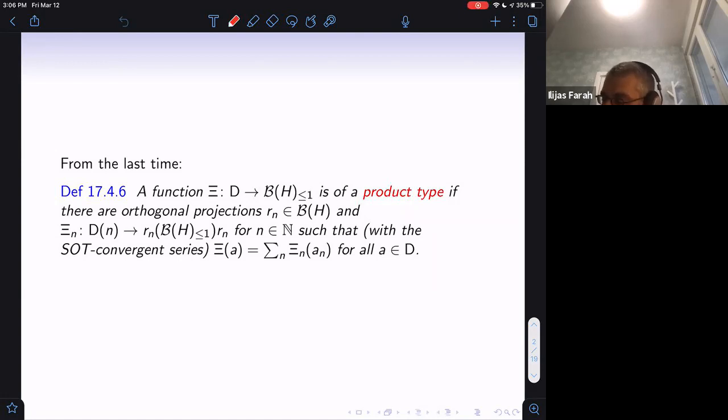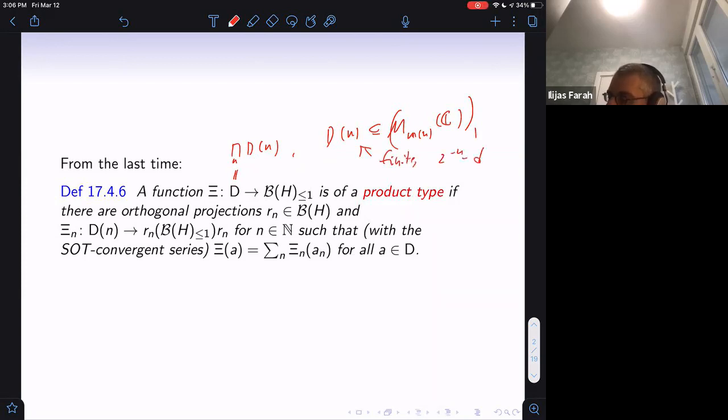So here we have this definition of function, which is of product type, but probably first, just in case you forgot, I should remind you what is D. So it is product of D of n's, where D of n is a subset of algebra of n by n matrices, or rather of the unit ball of it, and it is finite, and 2 to minus n dense in this compact metric space. So on the left-hand side, we have some sort of a Cantor space, and the function from that into unit ball of B of H is of product type.